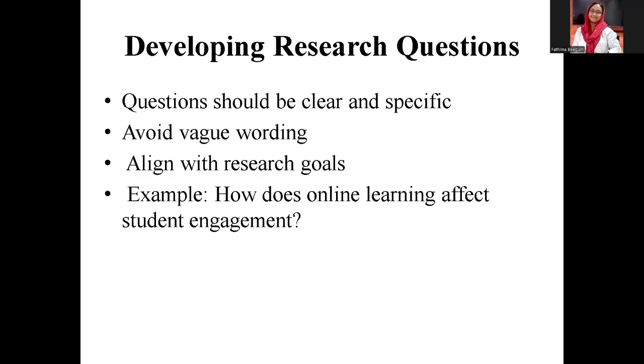So always, your research question should align with your research goal. For example, how does online learning affect student engagement? That is only one parameter we are analyzing, student engagement. Like that, the question should be clear and specific, should not use vague wording, and should always align with your research goals.